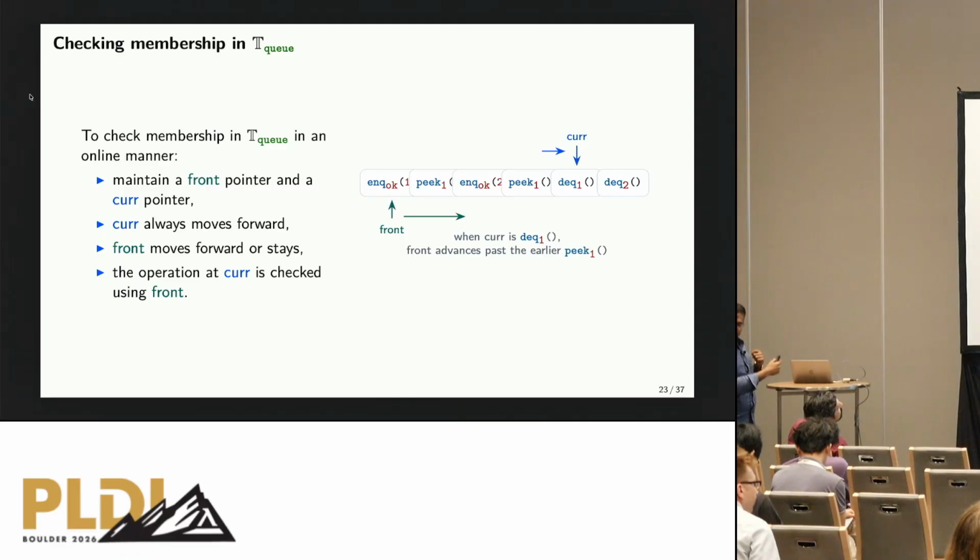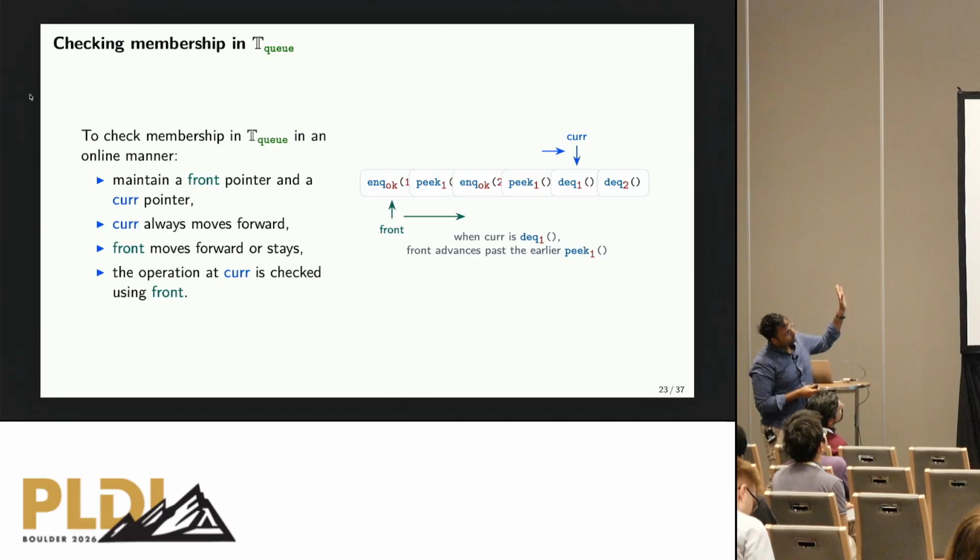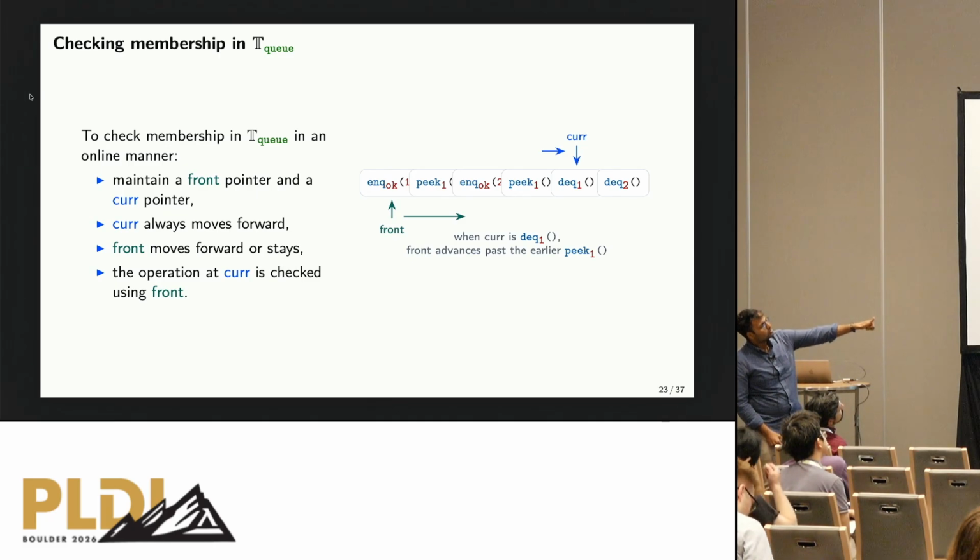The way you're going to process the sequence is as follows. You'll maintain 2 pointers. One is the current pointer, which always advances 1 step at a time. And there is this other pointer, front. It lags behind, and it intuitively represents the front of the queue. So for example, in the beginning, both of them will be at the beginning. And then I will advance current, first to peek 1, and then to NQ2, and then again peek 1, and so on.